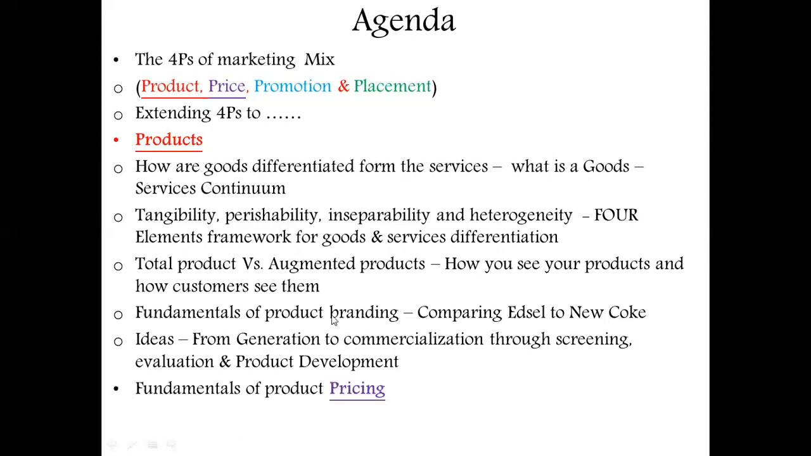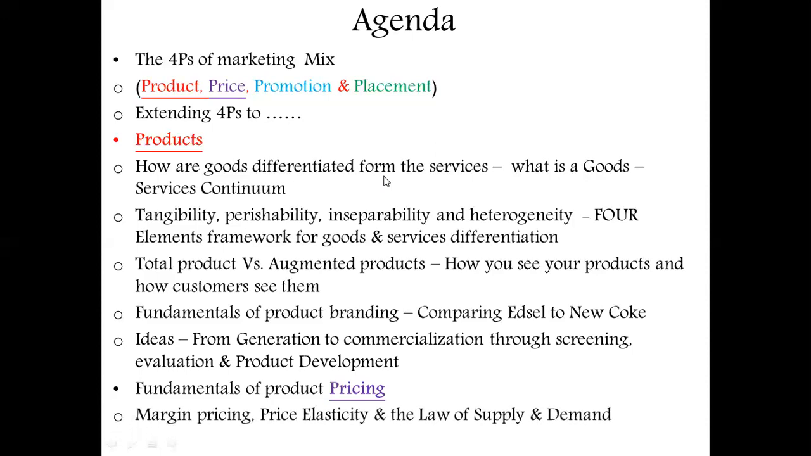So this will be all about the products, and then we will see what price does and what the fundamentals of product pricing are, and how we do margin pricing, what is price elasticity, and how the law of supply and demand affects product pricing, the price tag your products carry. And last but not the least, we will see what is value and what other contextual factors play their role when a price tag is decided for a product.